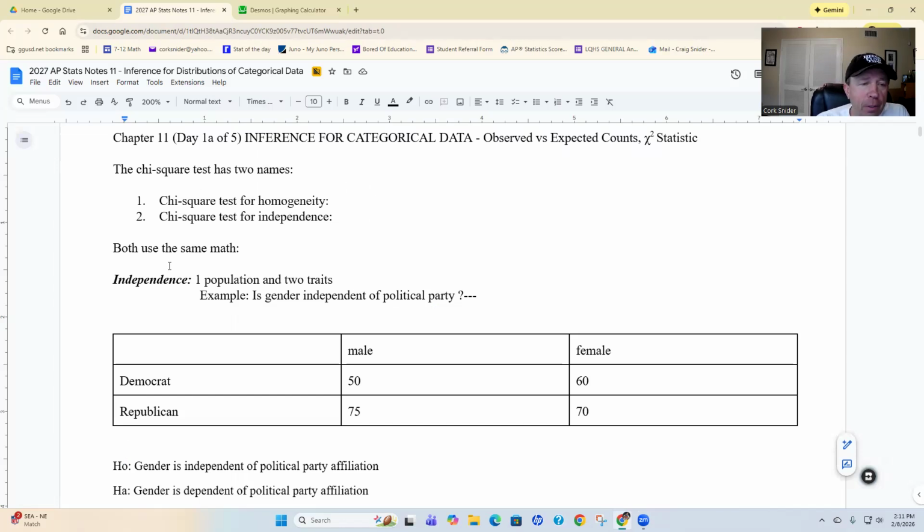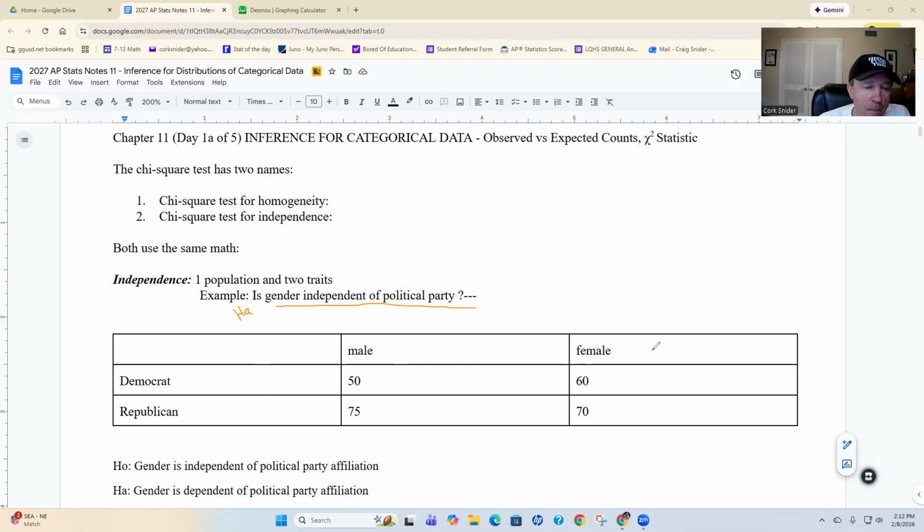The difference is in the independence one: it's one population and two traits. And by the way, this is really hard to figure out sometimes. I see this as one group of voters, and then you have male and female, two traits: their gender and their political party preference. So I'm wondering, is gender independent of that? This is actually the HA statement. The question is always HA, by the way.